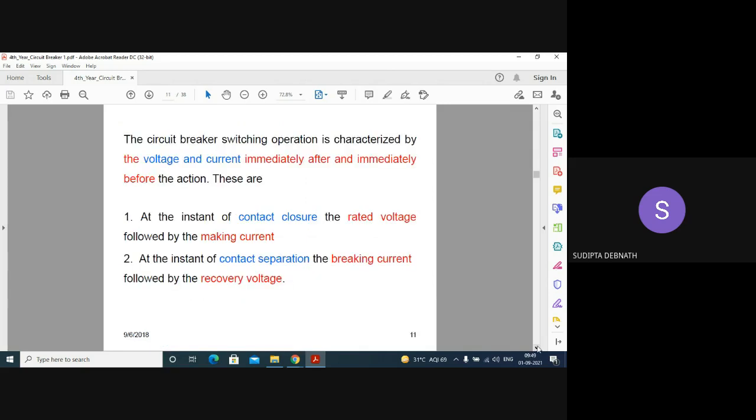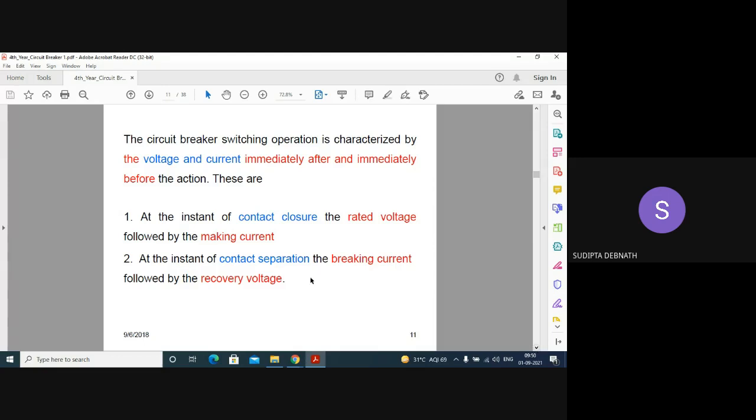Now the circuit breaker switching operation is characterized by the voltage and current immediately after and immediately before the action. At the instant of contact loss, the rated voltage followed by the making current. At the instant of contact separation, the breaking current followed by the recovery voltage. Recovery voltage is the voltage appearing across the circuit breaker contacts after current interruption. We'll study them in detail later on.